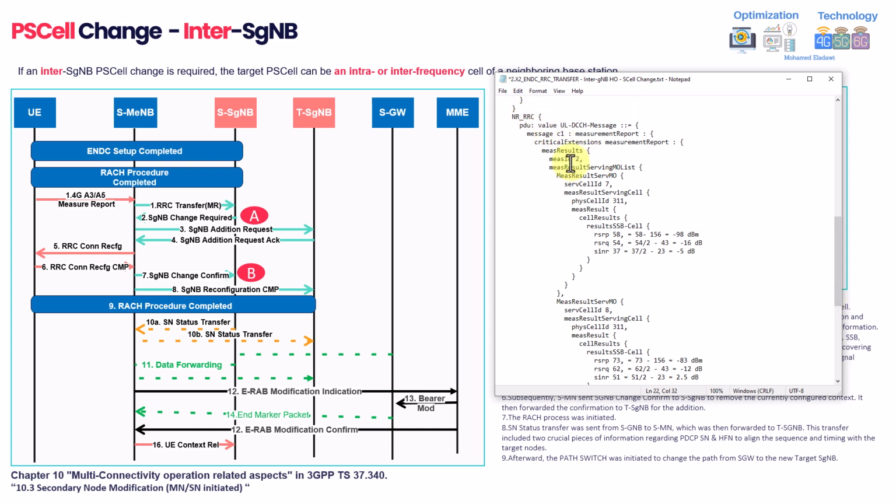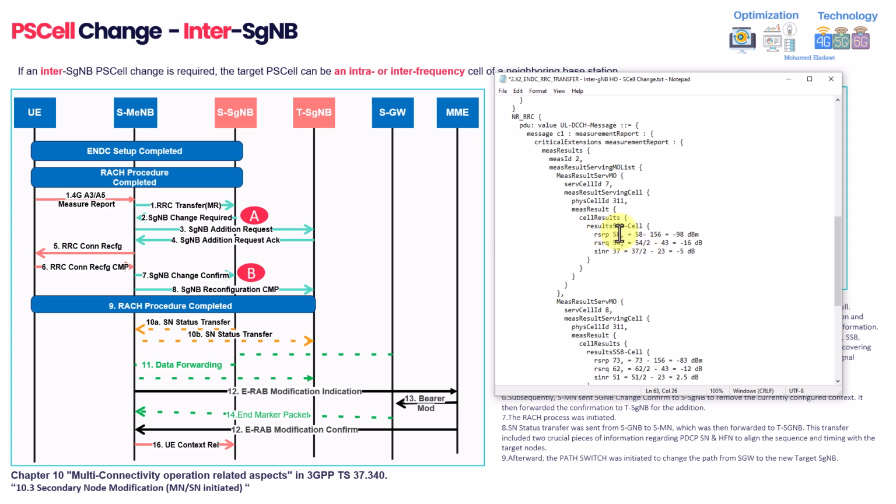You will find that this is measurement results. There is something called measurement ID 2, and this is very, very important. I will explain why. Then you'll find some information about the serving cell. For example, here the serving cell ID is 7, and the PCI is 311. Then it gives information about the RSRP, RSRQ, and the RSSINR.